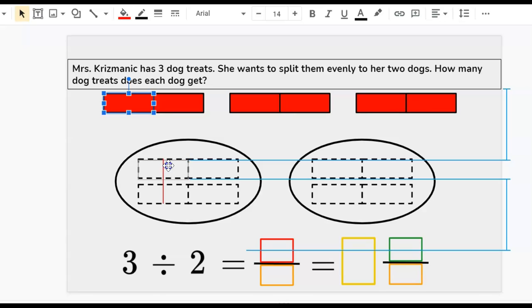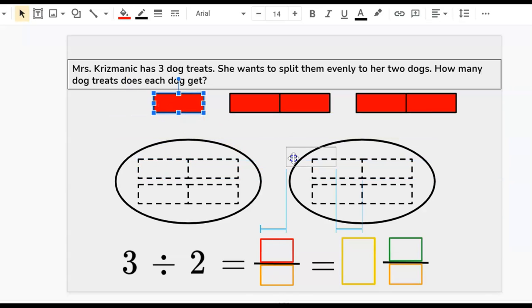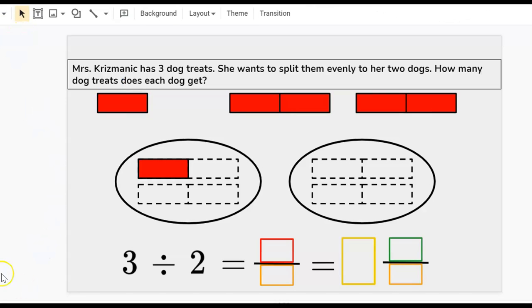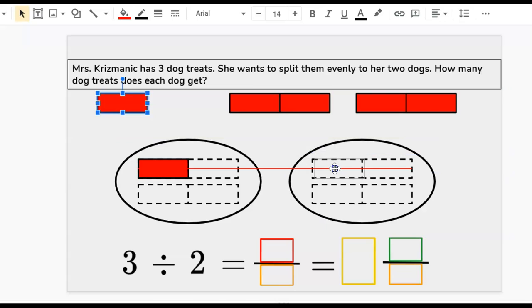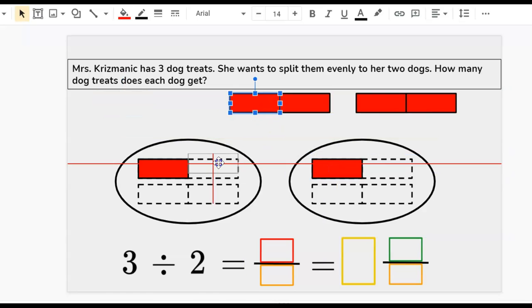So, 1 treat here. Oh no, I left it in the back. Hold on. Okay, that's better. So now you can see I've dragged 1 here and 1 here. 1 here, 1 here.